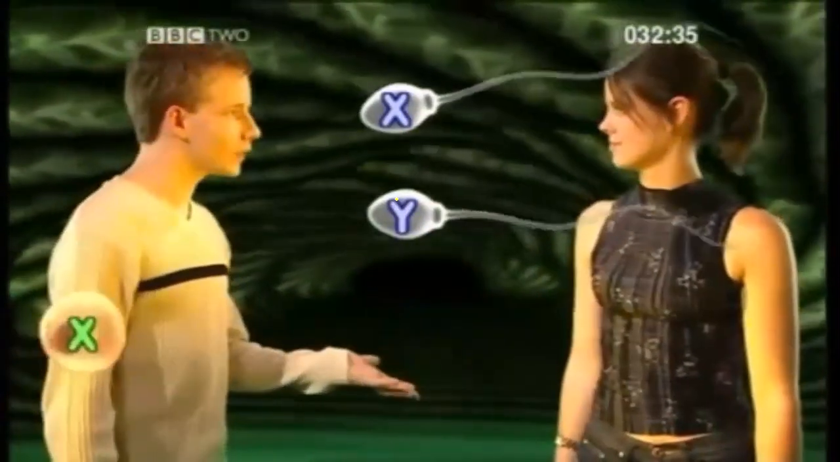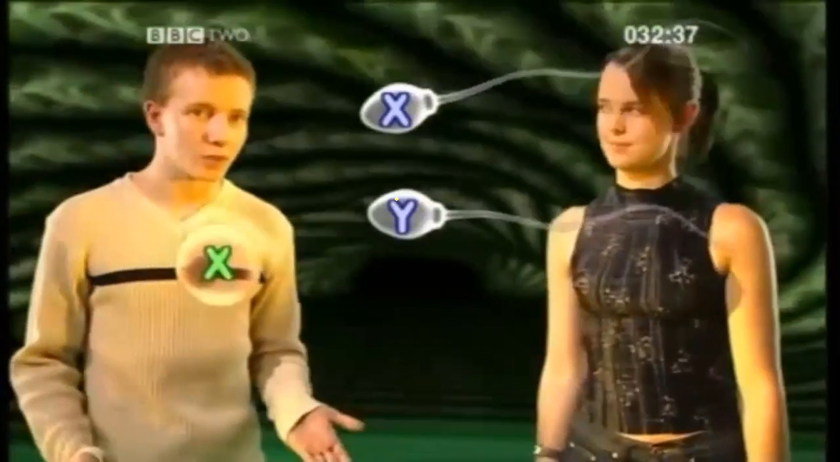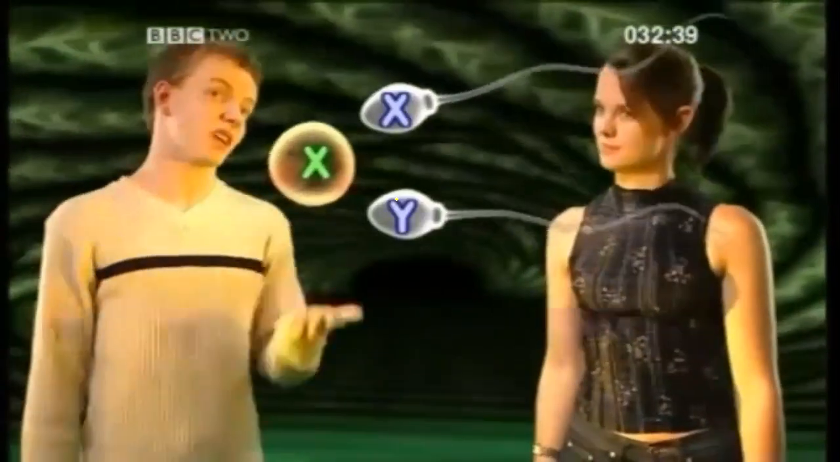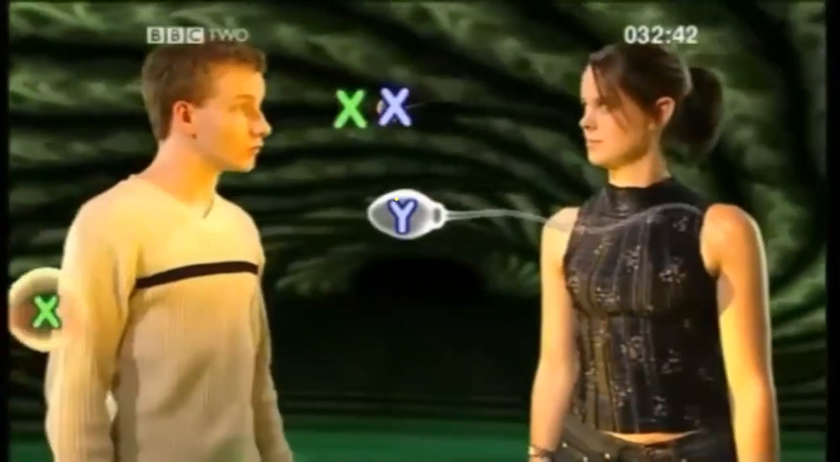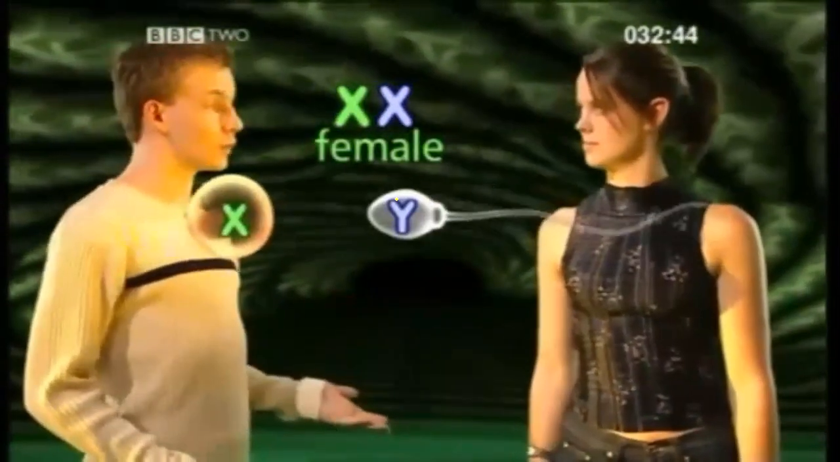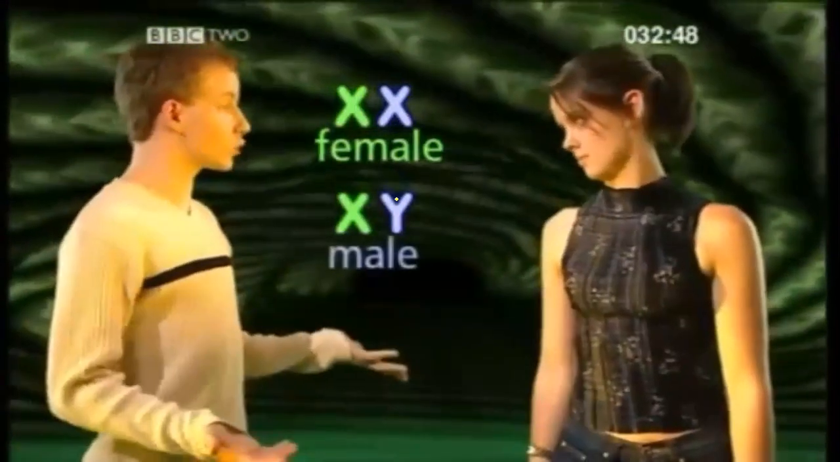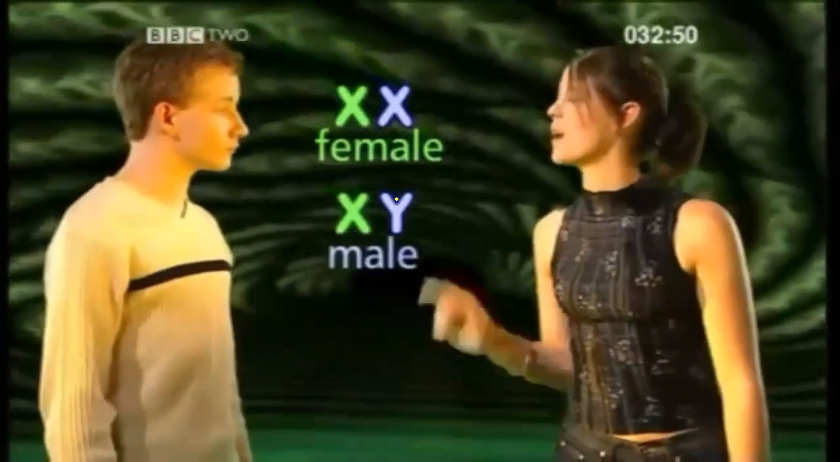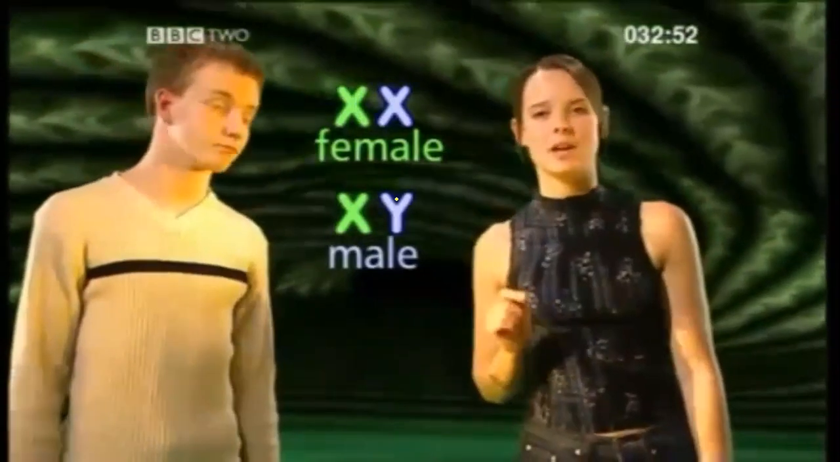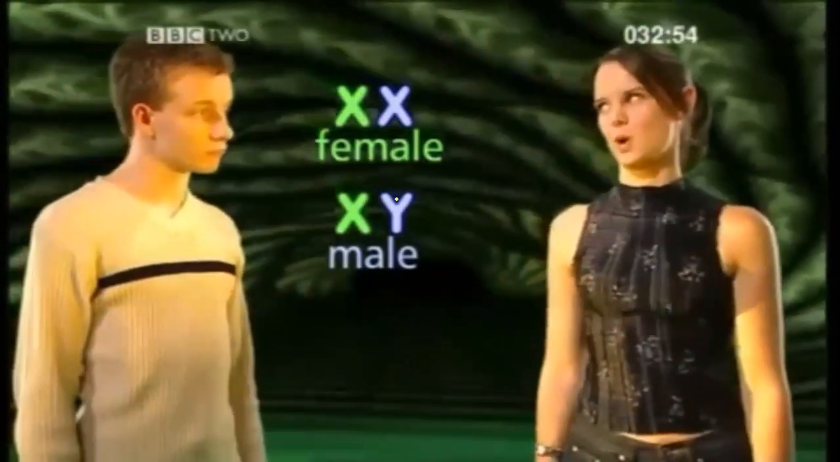Oh, I get it. So just to recap, if an egg is matched with an X chromosome sperm, then the result will be a female child. But if it's matched with a Y chromosome sperm, then the child will be male. Good. I'm glad you've got that, because now we're going to talk about what can happen when things go wrong.